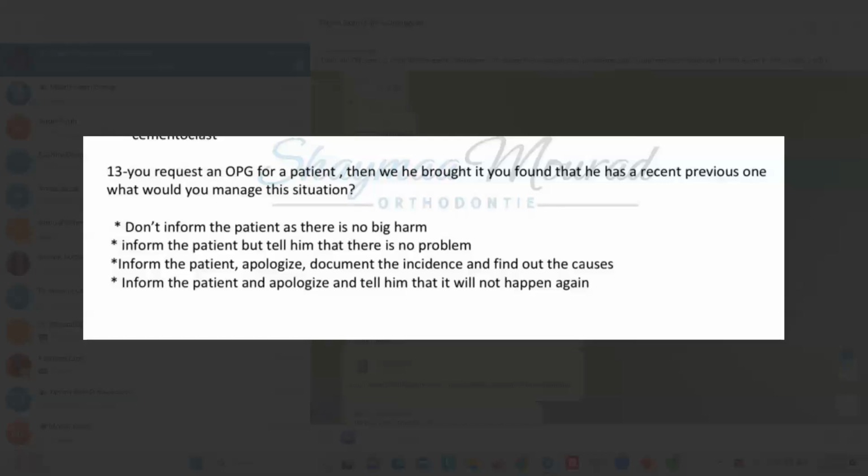Might be, if you have done a new X-ray and the patient brought another X-ray, ideally it's part of the records there, right? In the data flow. So if it hasn't been done, document the incident and find out the causes. Inform the patient, apologize, and tell him that it will not happen again. Obviously, you will apologize if you haven't seen the records and you have done it again. So the patient underwent a radiation exposure.